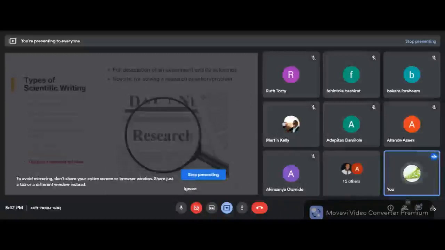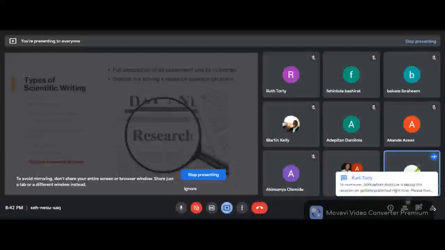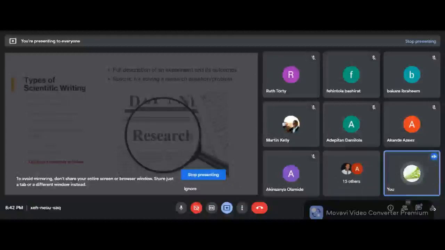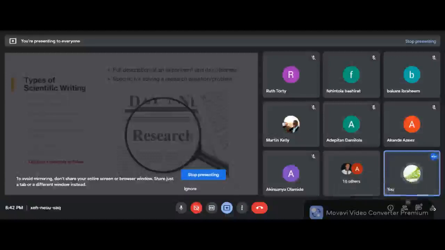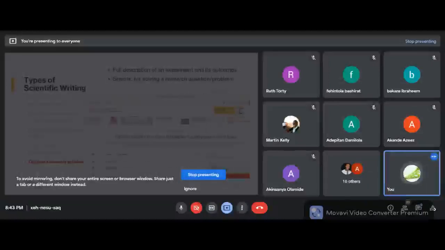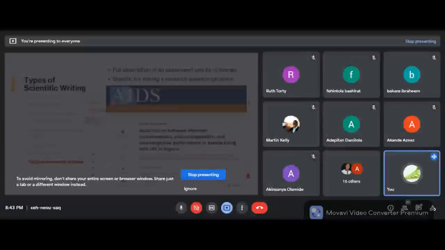Yeah, so the next one is the original research article. These are articles that are published to give a full description of an experiment and the outcomes of such experiments that are designed to solve a specific scientific research problem or question. These are the most common types of published articles that we find online, and they convey new findings in a specific area of interest. I have this example from the New England Journal of Medicine, and then this from AIDS.